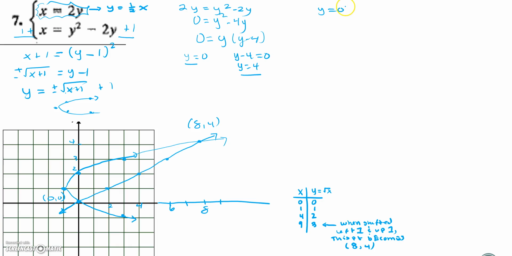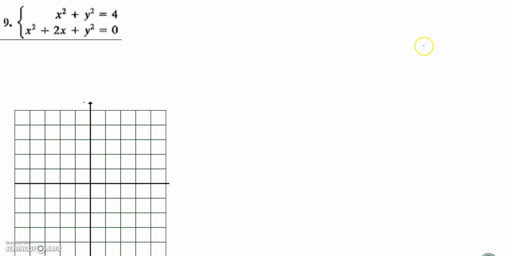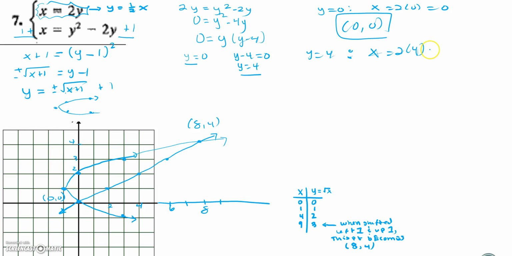So if I start off with y equals 0, when I plug it into the first one, x equals 2 times 0, which is 0. So that gives me the point 0, 0. Then I can plug in y equals 4, and I have x equals 2 times 4, which is 8, and that's the point. My x is 8, my y is 4: 8, 4. So I see that it intersects at 2 spots, 0, 0, and 8, 4. I solved that using substitution. I verified that using my graphs. Of course, I can check this two ways.